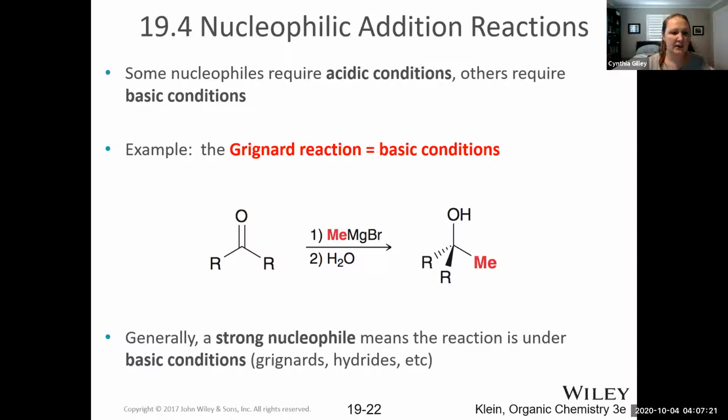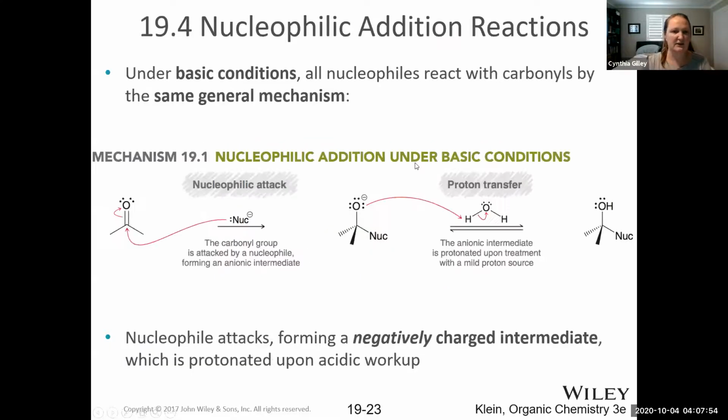For example, we know that Grignard reagents attack aldehydes and ketones. Because the reagent is a strong base as well as a strong nucleophile, we're going to call those basic conditions. Another example would be hydride, the hydride of sodium borohydride or lithium aluminum hydride. Hydride is also a strong base as well as a strong nucleophile when it's attached to boron or aluminum. So that reaction is also going to be considered under basic conditions.